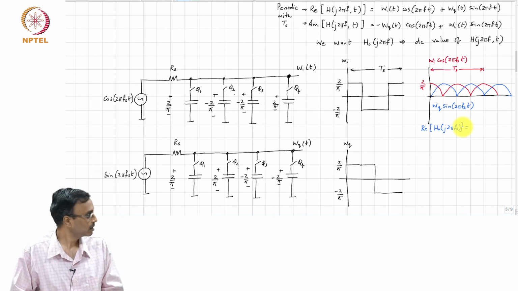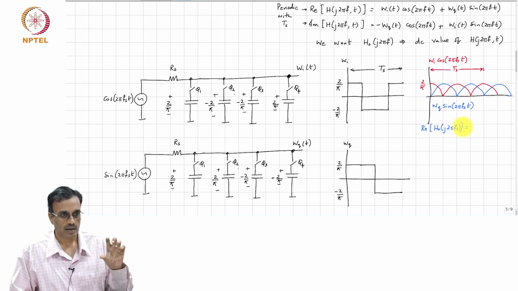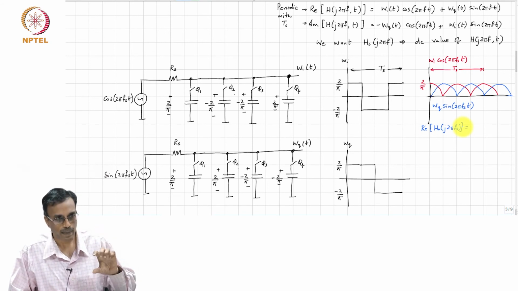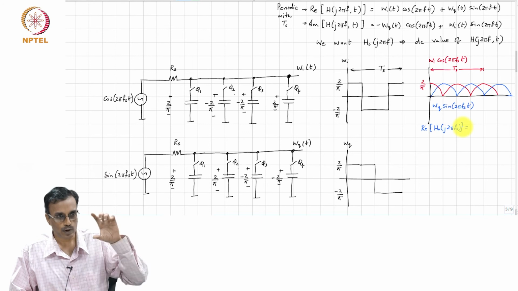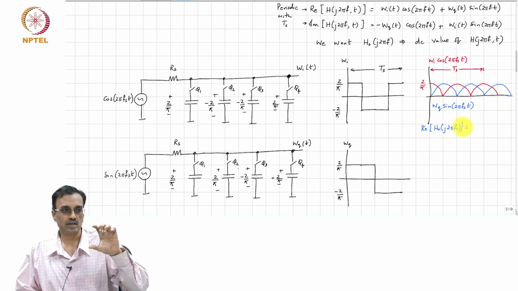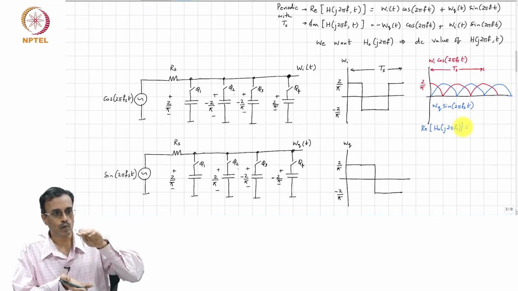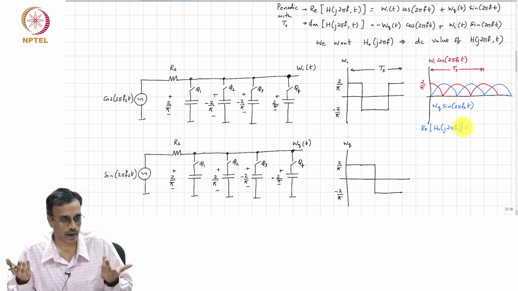What comment can we make? If the amplitude of the sine wave was 1, its average value over a quarter cycle will be 2 by pi, right. But now the amplitude is 2 by pi. So, what will be the average? If the amplitude was 1, the average over a quarter cycle is 2 by pi, but if the amplitude itself is 2 by pi, what will be the average over a quarter cycle? It's 2 by pi the whole square, correct?